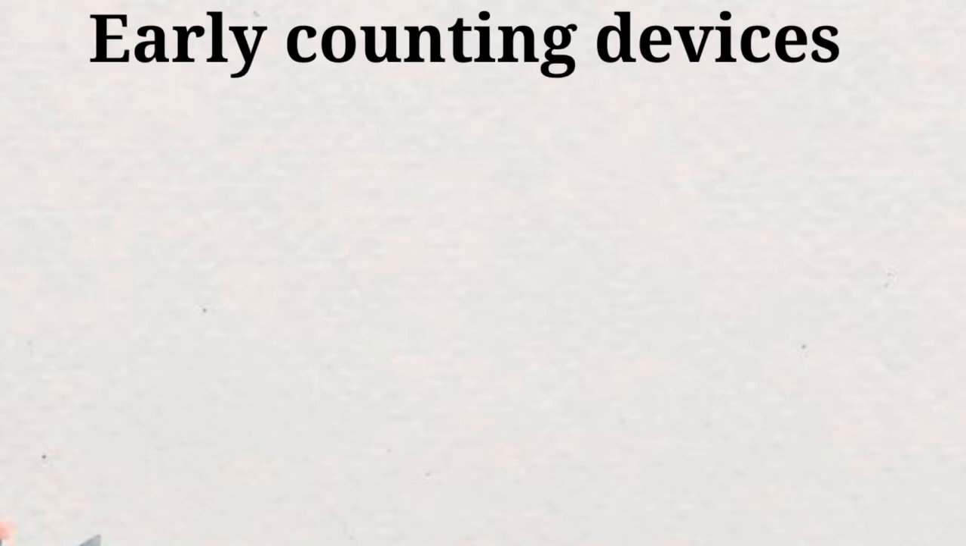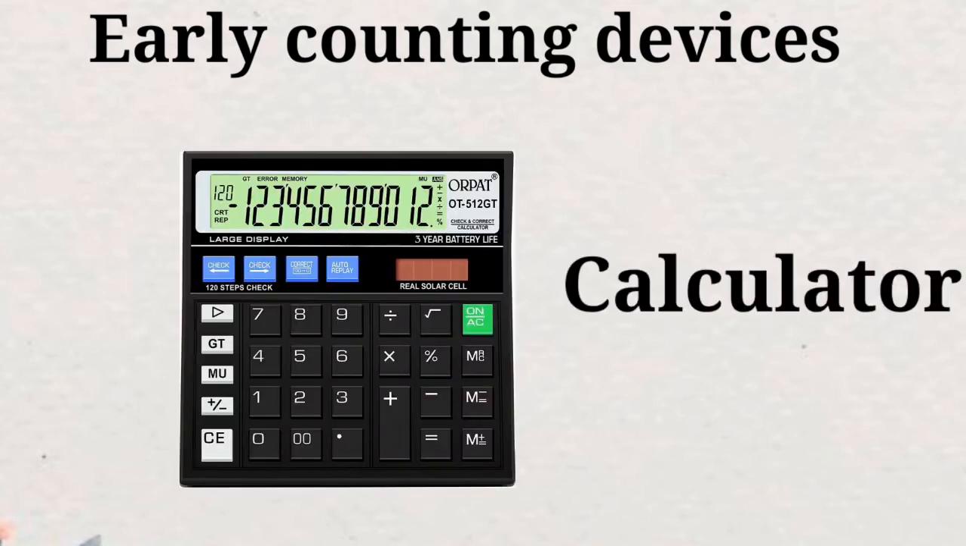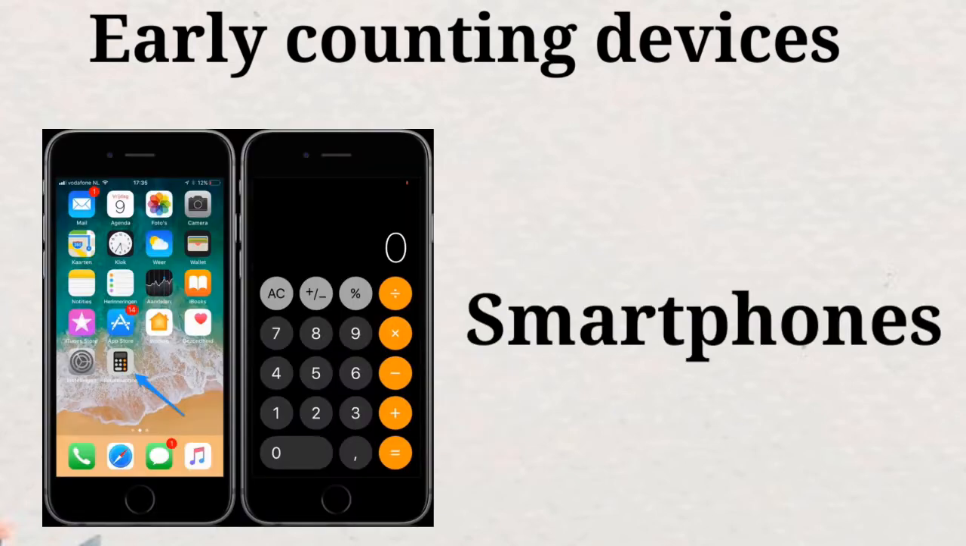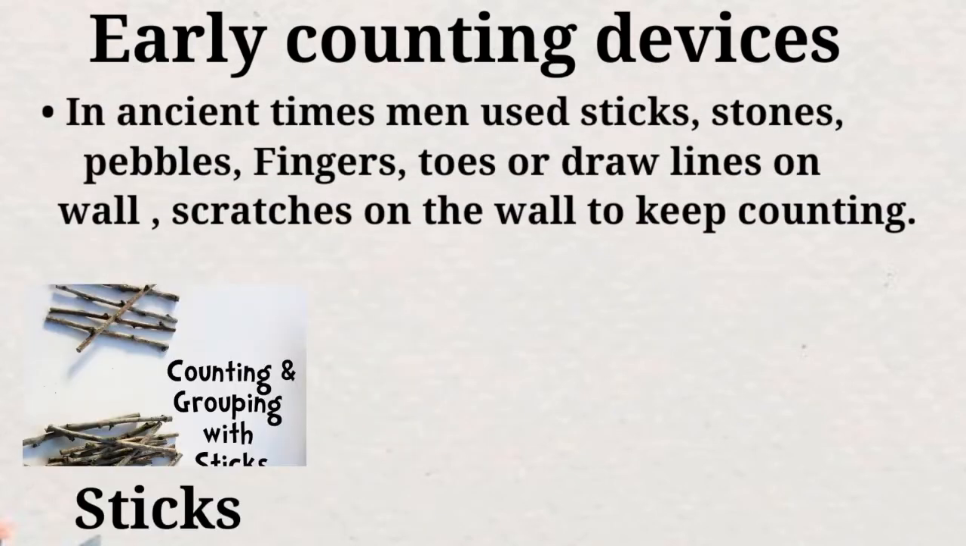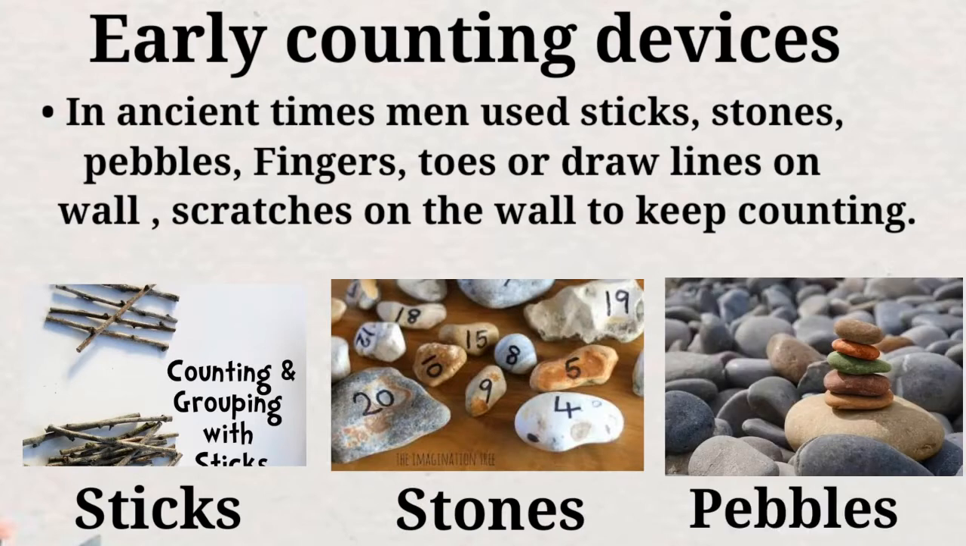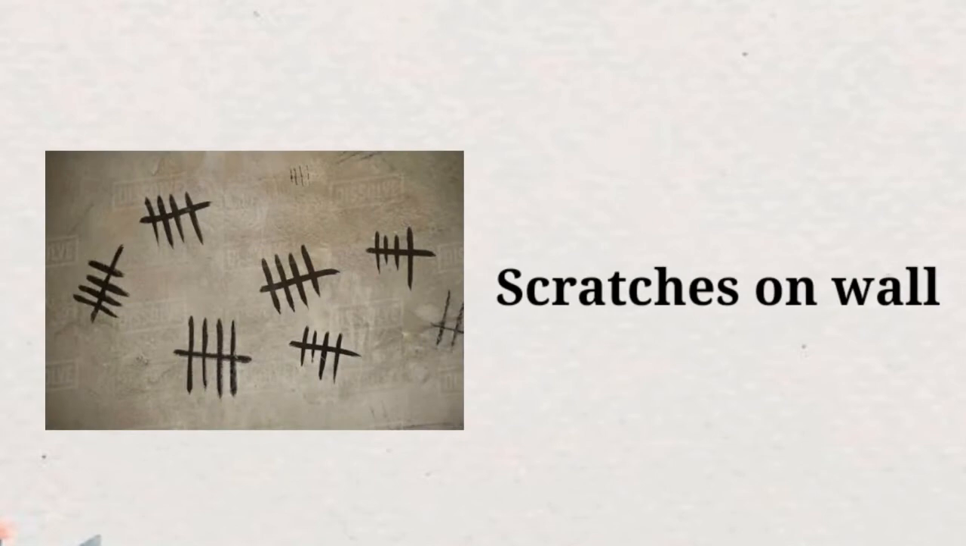Students, now we will proceed to our next topic, that is early counting devices. In early times, men did not have any calculating devices like we have nowadays, such as calculators and smartphones. In ancient times, men used sticks, stones, pebbles, fingers, toes, or drew lines on the wall to do calculation. And sometimes they made scratches on the wall to keep counting.